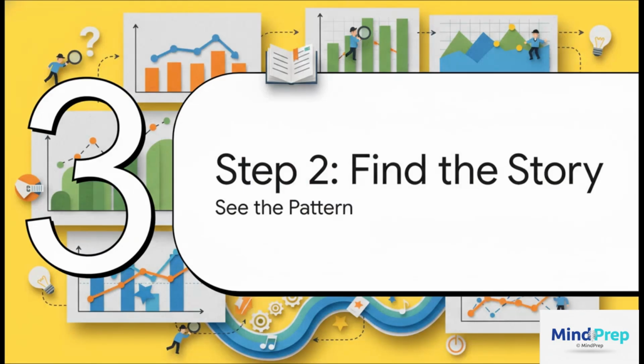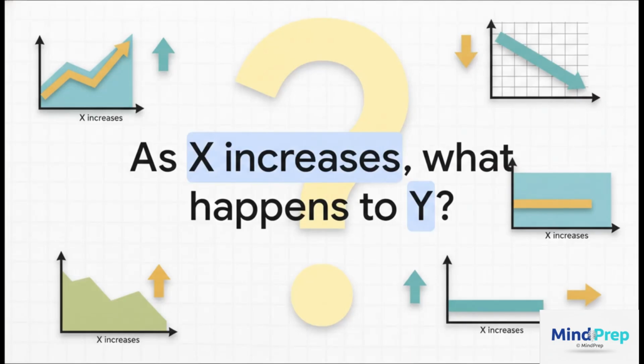Okay, so you've read your map, you know what you're looking at. Now for step 2, and honestly, this is the fun part. It's time to find the story that the data is trying to tell you. And finding that story is as simple as asking one more little question. As x gets bigger, so as you move from left to right along the bottom of the graph, what's happening to y? Is that line going up? Is it going down? Or is it just staying flat?